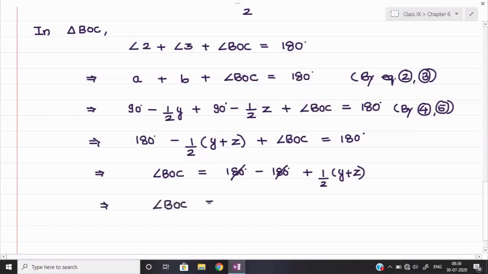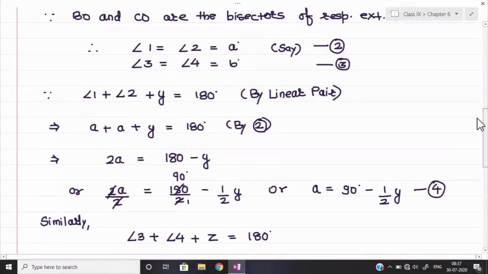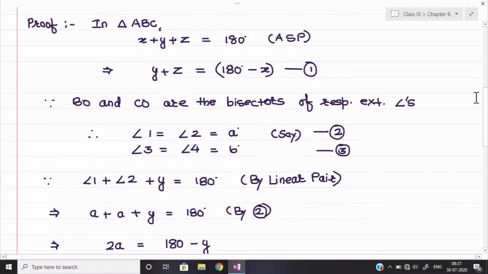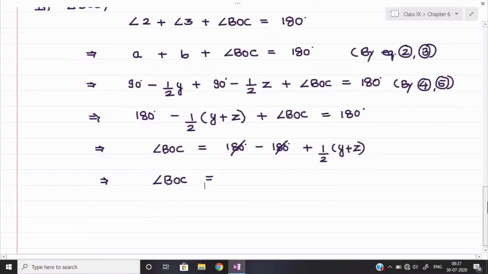Now let us see the first equation we marked in the beginning of the solution. What is our equation number 1? Check equation 1: y plus z is equal to 180 minus x. Okay, so in place of y plus z I can keep 180 minus x. So 1 upon 2 will be as it is, and in place of y plus z I am keeping here 180 degrees minus x. Here we can give the reference again by equation first.